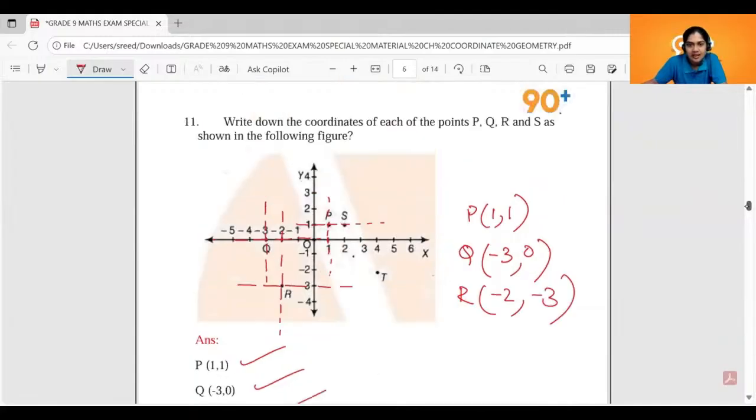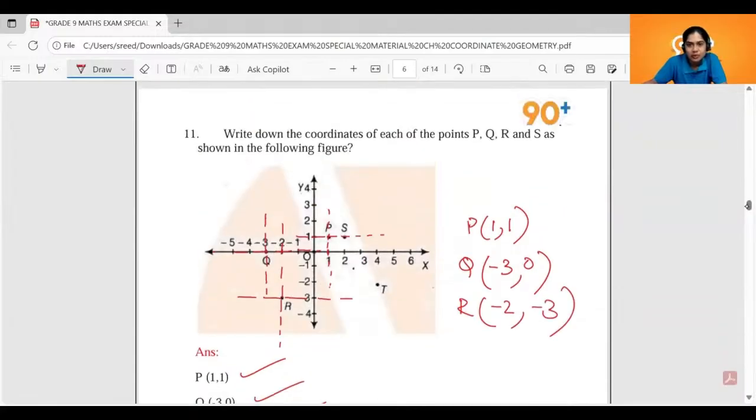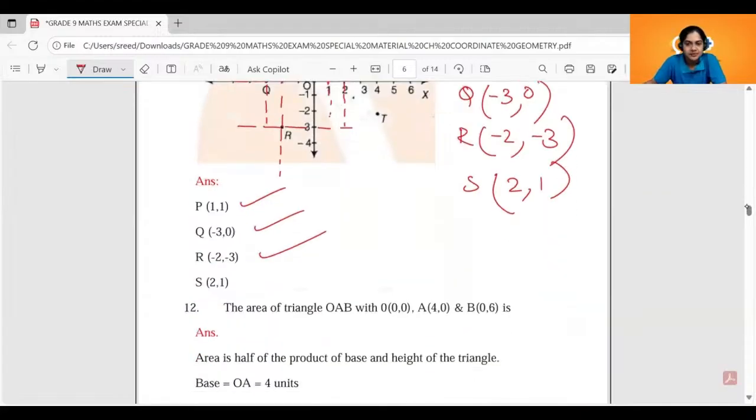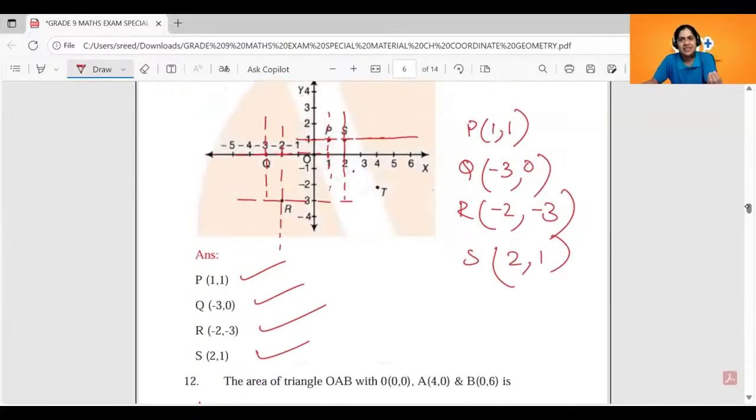Now the last one is S. We have to plot only P, Q, R, and S. You don't need T. So S, horizontal perpendicular, and the vertical one. So S touches the x-axis at 2, and the perpendicular to the y-axis at 1. So the point is S(2, 1). Correct? Ordered pair S(2, 1). Yes, that's it. All clear, right? Very easy to answer.